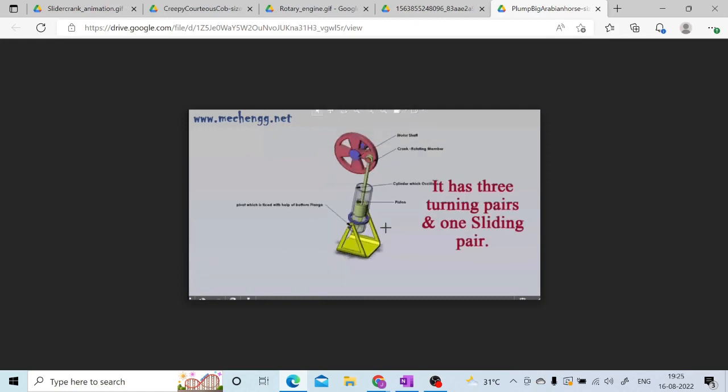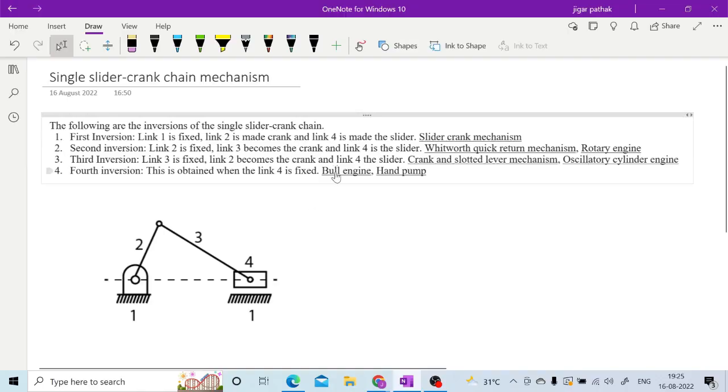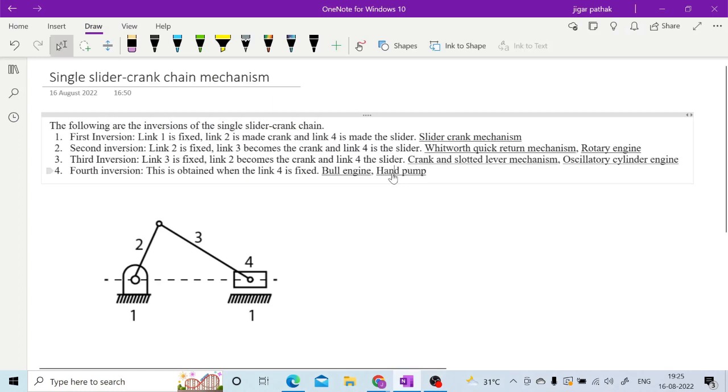So this is how you have to observe these things, and you have to check at what particular inversion which links are getting fixed. So here in this bull engine you will have that last link fixed, that is link 4, right? So here you are having this bull engine, and one more thing is the hand pump. So this is how you will have all your inversions for the single slider crank chain mechanism, right? This is the bull engine, and here you will have the hand pump. It will take a while. So this is how you can have your different inversions for this particular single slider crank chain mechanism, right?